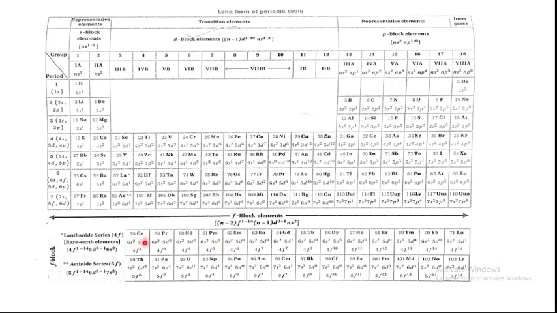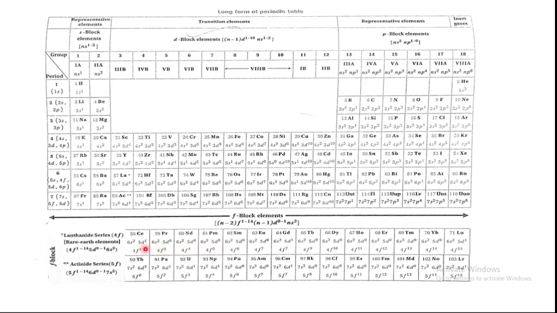As the properties of promethium, etc., all these elements of the 4f series are similar to lanthanum, these are collectively known as the lanthanide series. And because the properties of thorium, protactinium, uranium, neptunium, plutonium, etc., are similar to actinium, these are known as the actinide series.